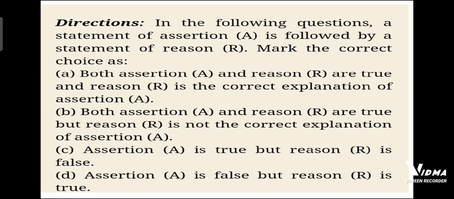Mark the correct choices. Option A says both assertion and reason are true and reason is the correct explanation of assertion. Option B says both assertion and reason are true, but reason is not the correct explanation of assertion. Option C says assertion is true, but reason is false. And option D says assertion is false, but reason is true.